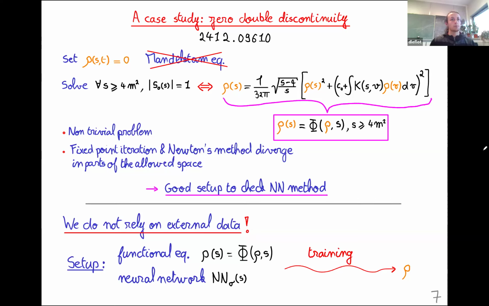I want to emphasize that quite importantly, we do not rely on any external data. We are doing unsupervised learning. And in the next slide, I will just show you the key steps which allow us, from this functional equation and the neural network, to obtain a solution to the equation. Then in the next slides I will explain our implementation in more detail.